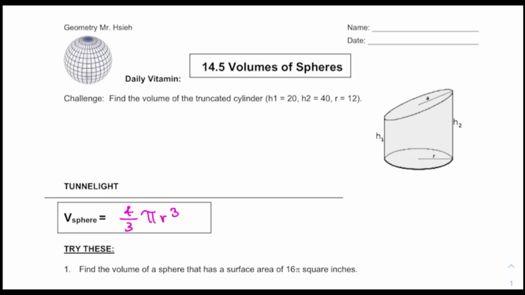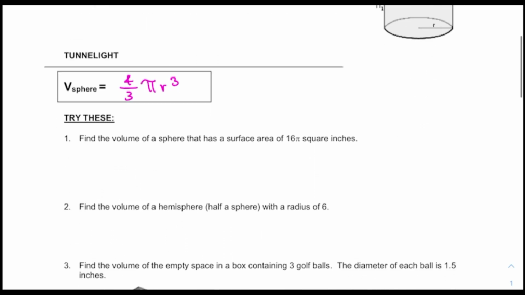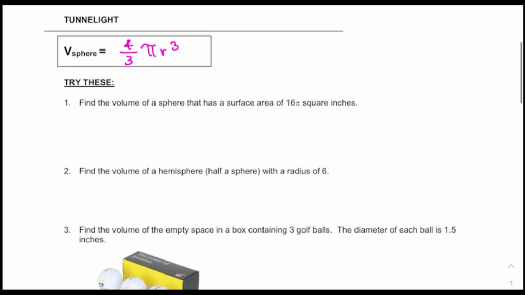And when you get to calculus, hopefully you'll be able to see the relationship between the volume of a sphere and the surface area of a sphere. But obviously we're not there yet, so let's just take that formula, the volume of the sphere, and let's apply it to a few problems here.